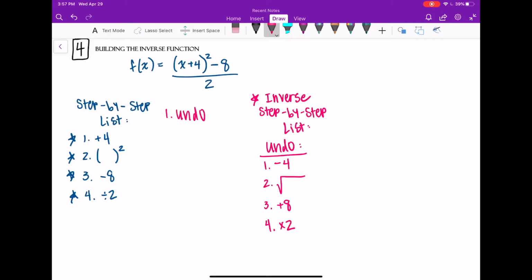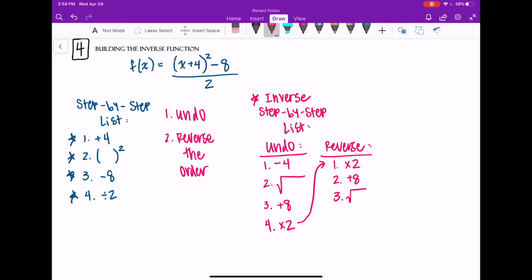The second step is to reverse the order the steps come in. What I mean by reverse is instead of going from top to bottom, we're going to go from bottom to top. So I'm going to take my step 4 and make it my step 1. So our step number 1 is now times 2. Our step 2 is plus 8. Our step 3 is the square root. And our step 4 is minus 4. Okay, now we are ready to create our inverse function.